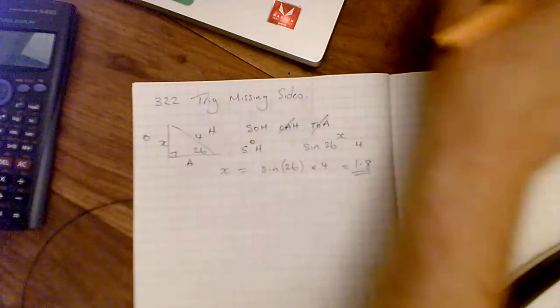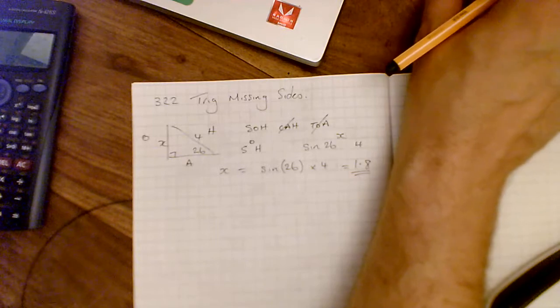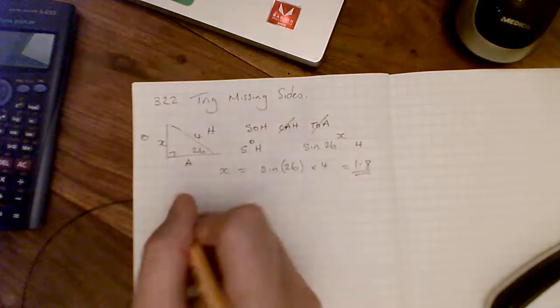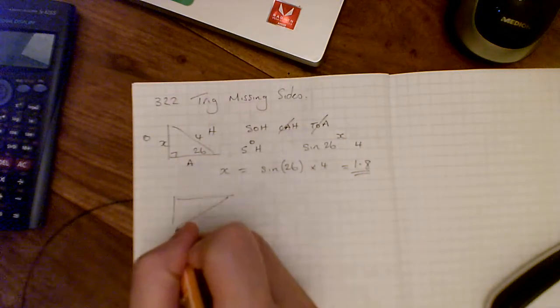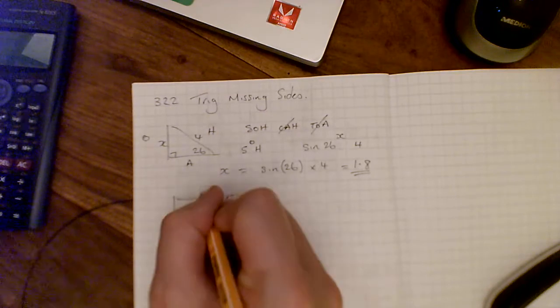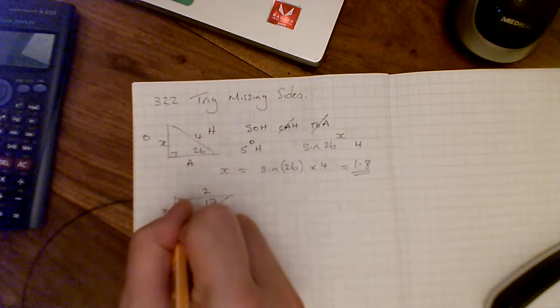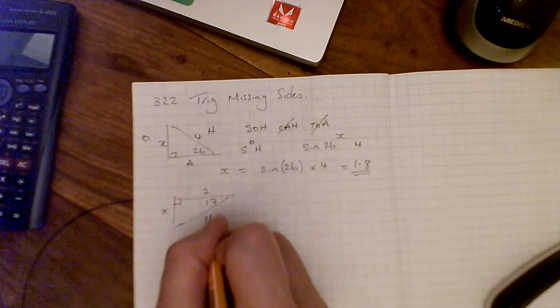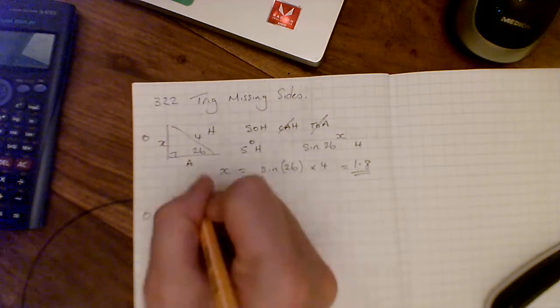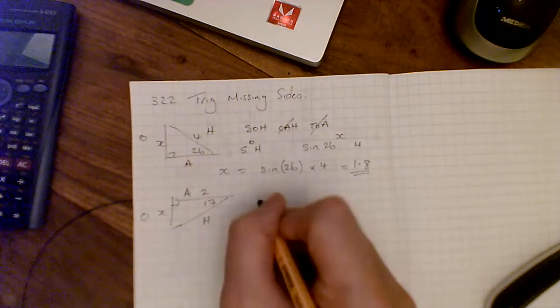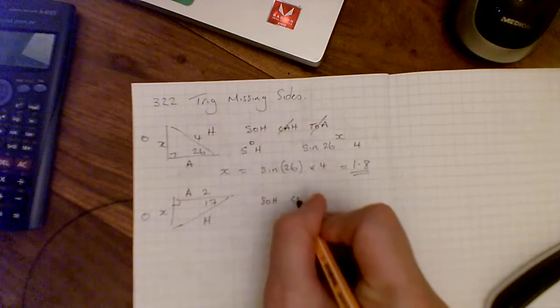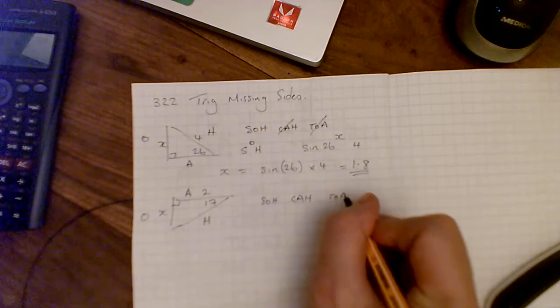Next one we've got, I just need to move this a little bit so I can see what I'm doing. Next one I've got is working that way. I've got 17 there, I've got 2 up here, and I've got the x at the side, and there's the right angle. Opposite the right angle is the hypotenuse, opposite the angle is the opposite side, and then we're left with the adjacent side. SOH, CAH, TOA.